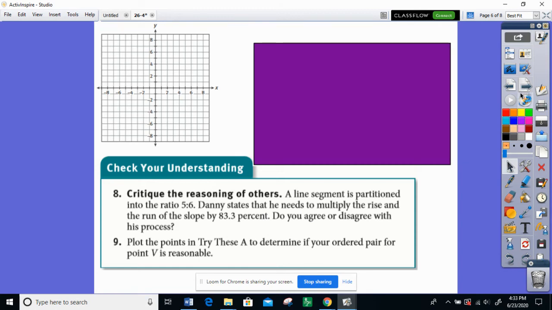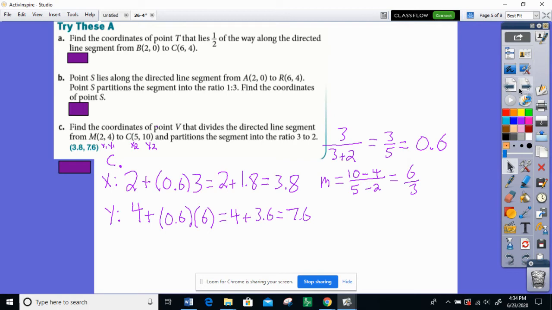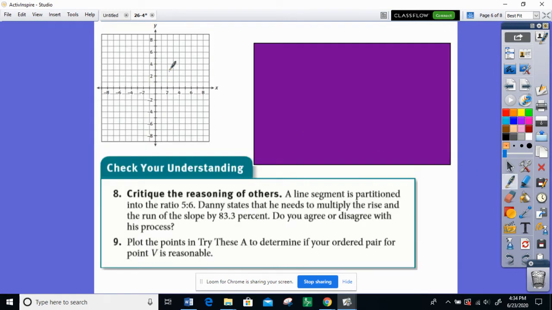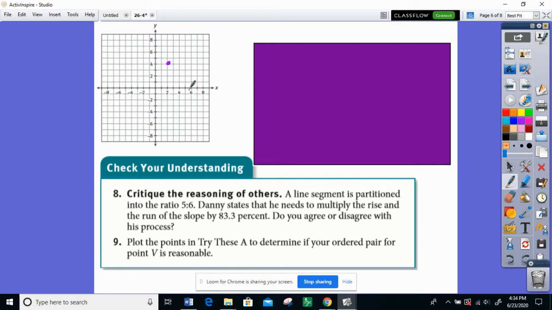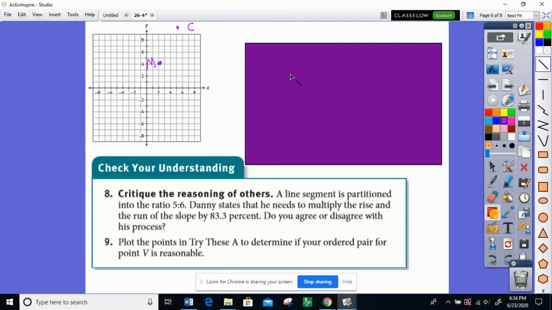Now, let's double check to make sure that that's reasonable. M is at 2, 4. So here's point M. C is at 5, 10. So we're going to go off the grid just a little bit. So there's point C. There's point M. Let's go ahead and connect those 2 points.